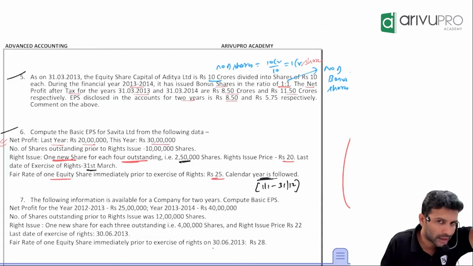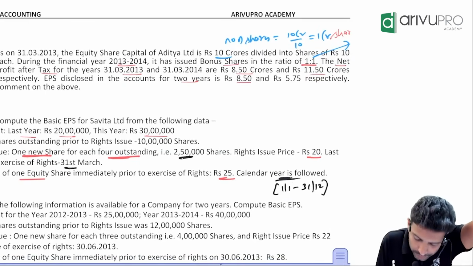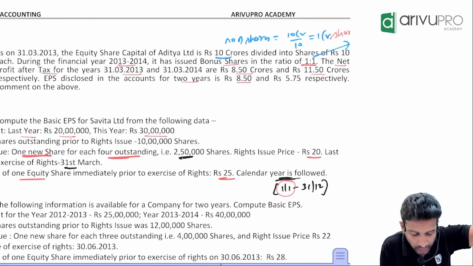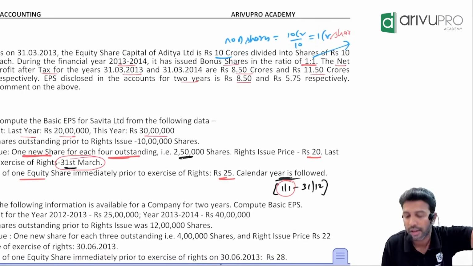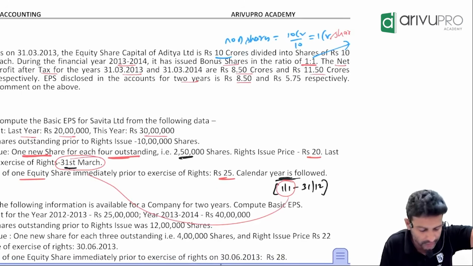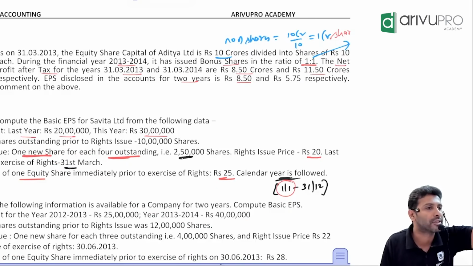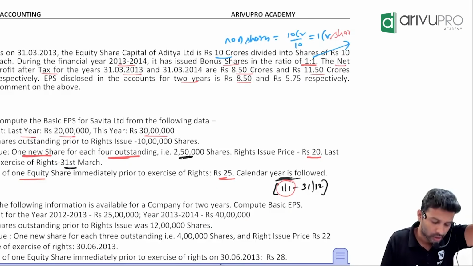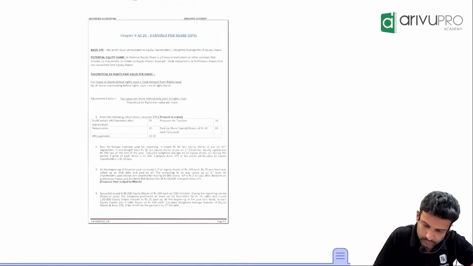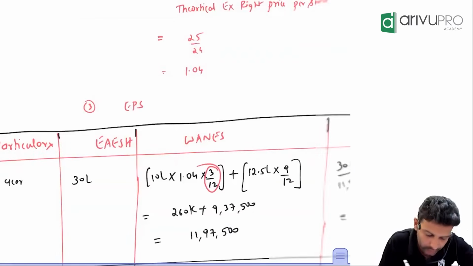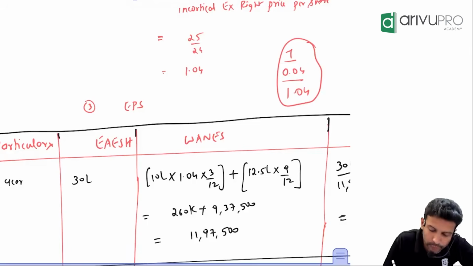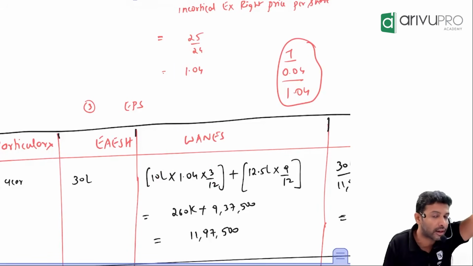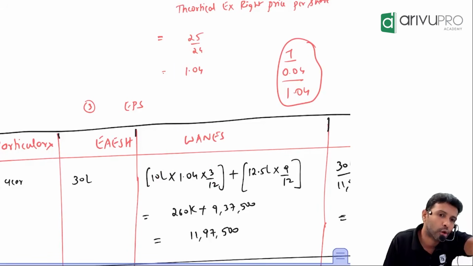When does the year start? 1st January. What is the last day for the rights issue? 31st March. That means from 1st January till 31st March. How many months? Jan, Feb, March. So how will you assign? 3 by 12. Agreed? If you do this, you will get the original's and bonus's weights under the cumulative approach.